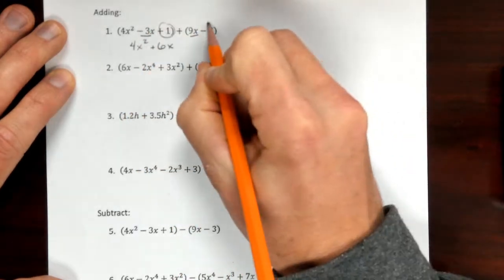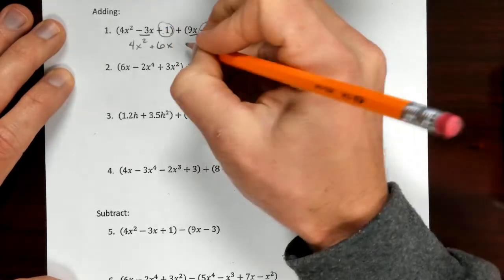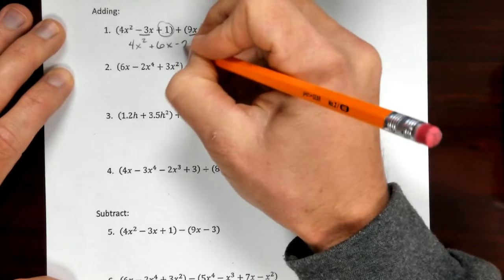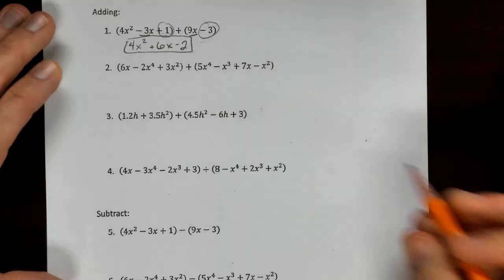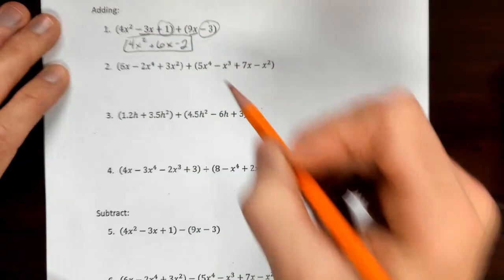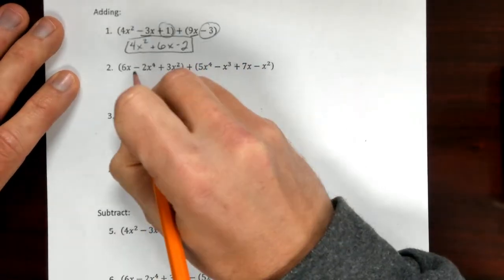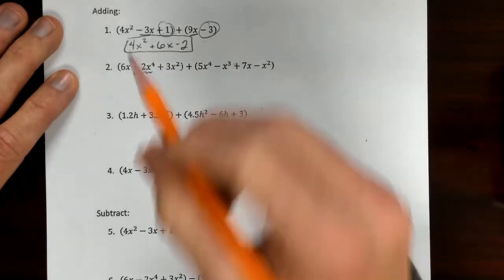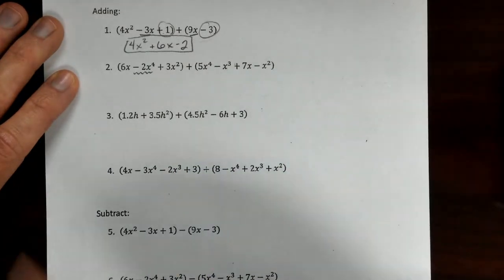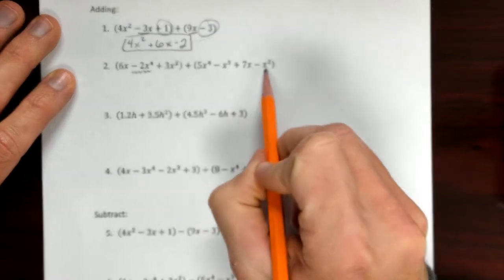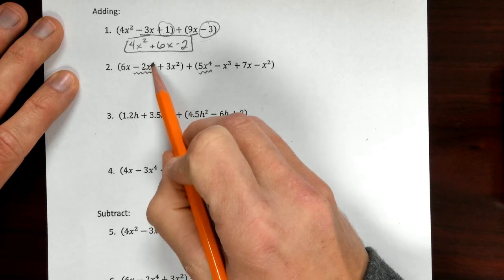And now I'm looking at the constants. I've got a negative 3 and a positive 1. So negative 3 plus 1 gives me a negative deuce. Again, this is in standard form. We are writing the variables in descending order. All right, number 2. I've got an x to the 4th. Notice that I started there because, again, standard form, I'm looking for the biggest exponent first. The biggest exponent I see is x to the 4th. So I've got a 5x to the 4th and then a minus 2x to the 4th.